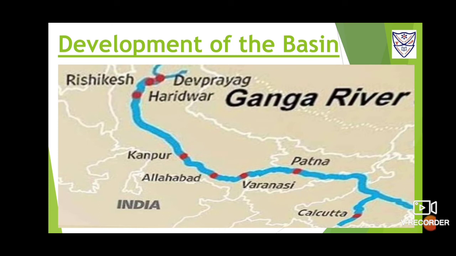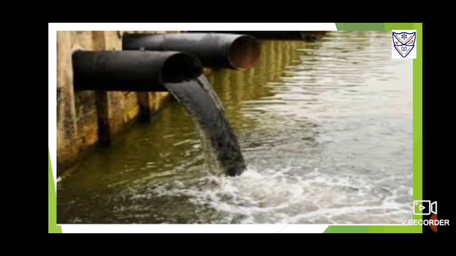Now the next topic is development of the basin. The Ganga Brahmaputra plain has many big towns and cities like Allahabad, Kanpur, Lucknow, Varanasi, Patna, and Kolkata. The river is getting polluted because of the industrial waste and the waste water from these cities.